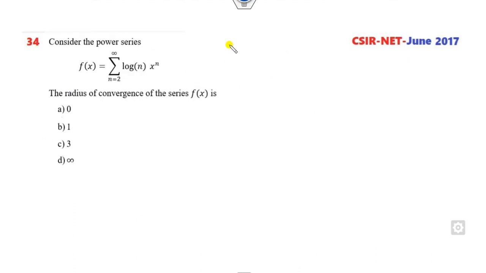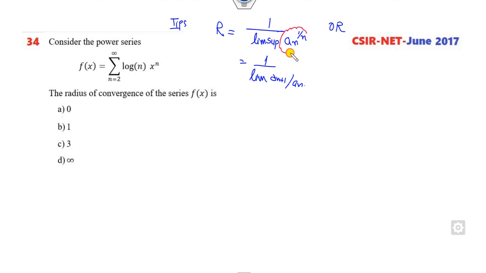Okay, look at this one. You have to find the radius of convergence. So what is the simple trick for you? You have to find the limit supremum of a_n raised to 1 by n, or you can take the limit of a_n plus 1 over a_n. Remember, this formula will be applicable only when you have a_n in terms of power n, like 2 raised to power n x raised to power 2n. So this is in terms of the power n. Then you can find its limit as of here.